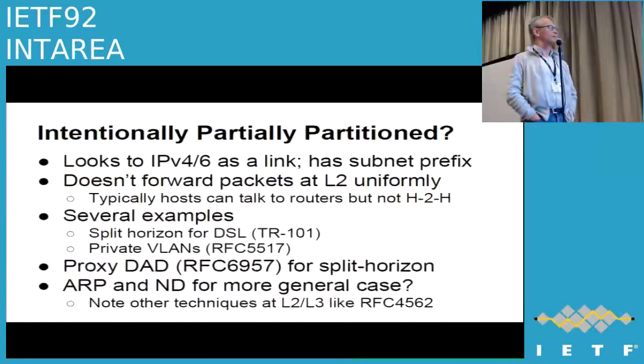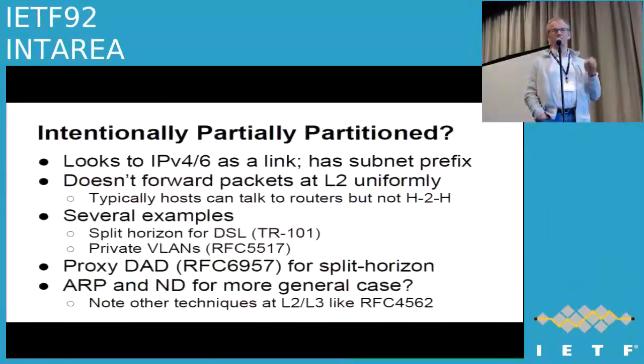So these links look to IP as a link in that they have a subnet prefix, but they're intentionally not uniformly forwarding packets at layer 2. Typically the way they're used is that hosts can talk to routers and vice versa, but hosts cannot talk to hosts. I've seen at least two examples of this. There's a split horizon case that's used for DSL, where the hosts can't chat with each other, described in some DSL Forum report. And there are private VLANs that people deploy to conserve on connectivity, address space, whatever.